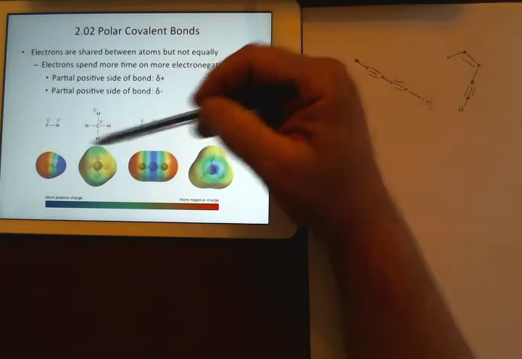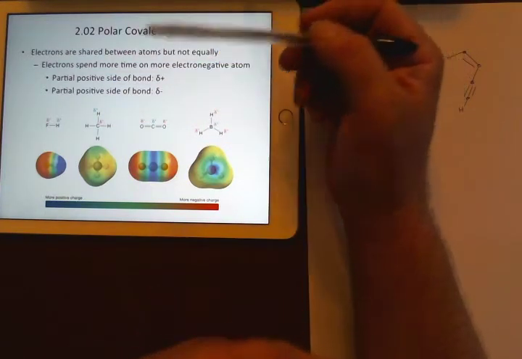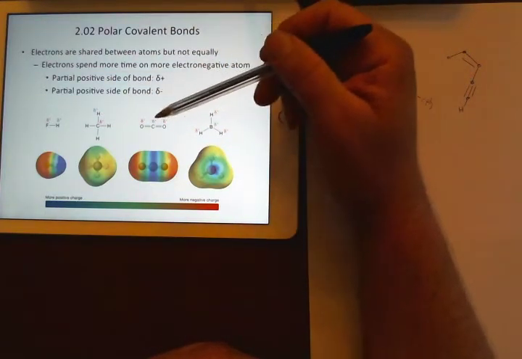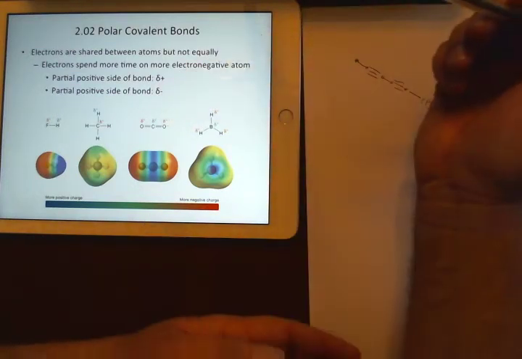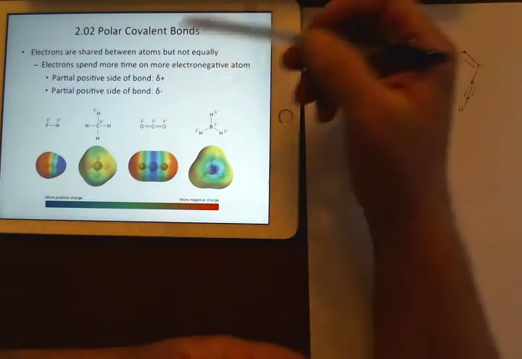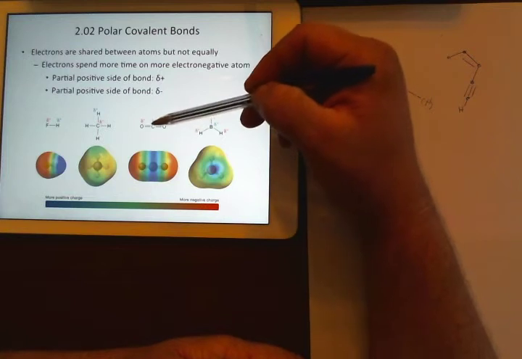I don't really consider CH bonds to be particularly polar covalent, but CO bonds, stuff like that. It doesn't matter if it's a single, double, or triple bond. We're just looking at electronegativity differences here.